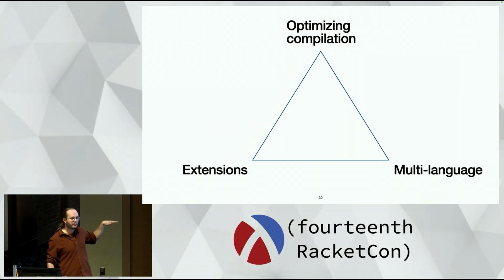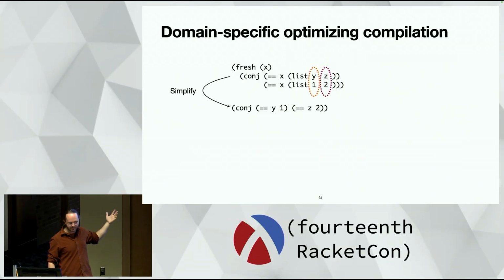And I just want to tell you some of the benefits that we're going to get from that. So one is if we want to do this domain-specific optimizing compilation. An example is we want to do a partial deduction here, where we say, well, we know these two equality constraints can really be simplified because we don't use x anywhere else. So we can infer that y must be 1, z must be 2. And let's just simplify our logical formula to that as part of our DSL compilation.